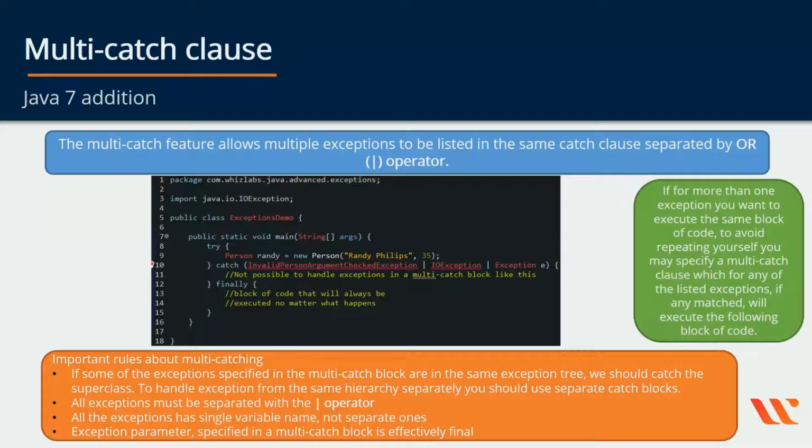Third, all exceptions have a single variable name, not separate ones. In our example, if you ignore the compilation error there is, you would still not be able to name IOException, for example Z, or InvalidPersonArgumentCheckedException with some other name. All exceptions share the same name, in our case e. The exception parameter specified in the multi-catch block is effectively final. This is in the case you want to assign some other type of exception in the catch block. There is something called rethrowing, which we will talk about in one of the next videos.